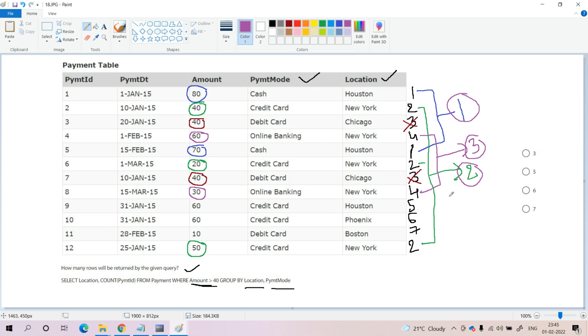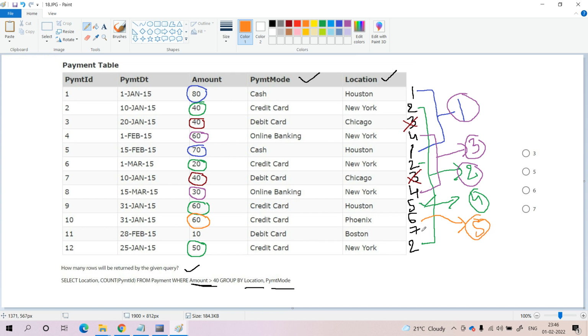And what about the next one, the fifth group? Within the fifth group, the amount is greater than 40, so we can retrieve it. It is retrieved as the fourth record. What about the next, the sixth group? In the sixth group, the amount is 60, which is greater than 40. We can retrieve this as a record. So this is the fifth record from the given table.